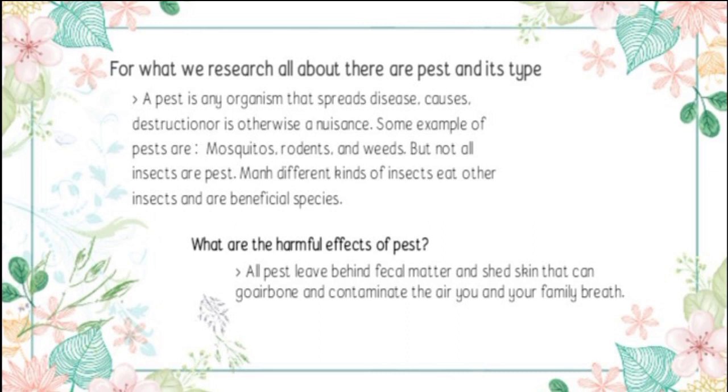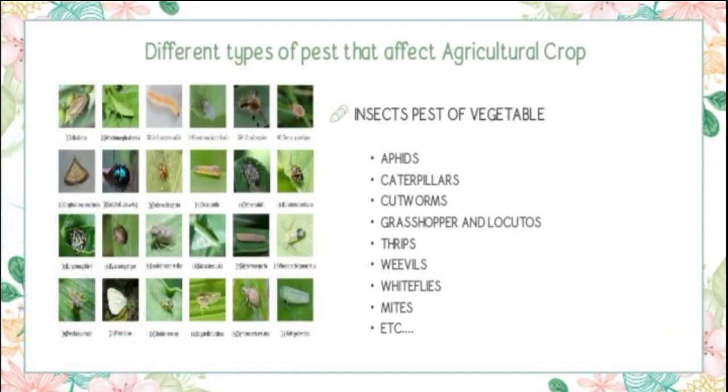So, what are the harmful effects of pests? All pests leave behind fecal matter and shed skin that can go airborne and contaminate the air you and your family breathe. So here are the different types of pests that affect agricultural crops. Insect pests of vegetables. First are the aphids, caterpillars, cutworms, grasshoppers and locusts, thrips, weevils, whiteflies, mites, and etc.